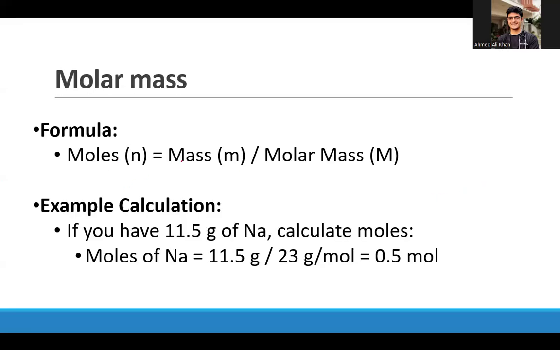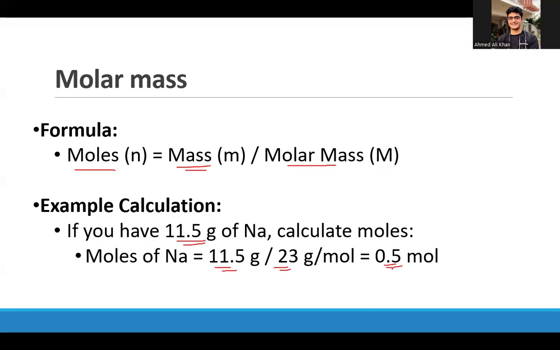This is the same thing which I just told you. If you want to calculate the moles, you divide the mass of the substance that you have by the molar mass, which you just copy from the periodic table. This is an example calculation. If you have 11.5 grams of sodium and you need to know how many moles you have, you divide 11.5 grams by 23, and you get 0.5 moles.